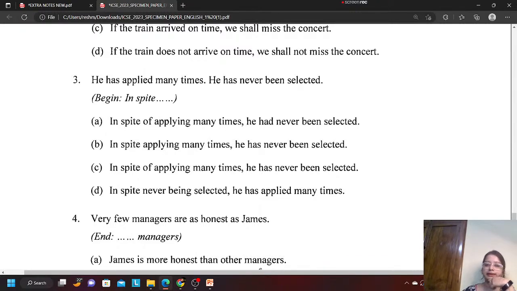In spite of applying many times, he had never been selected. In spite applying many times, he had never been selected. In spite of applying many times, he has never been selected. In spite never being selected, he has applied many times. Third one.